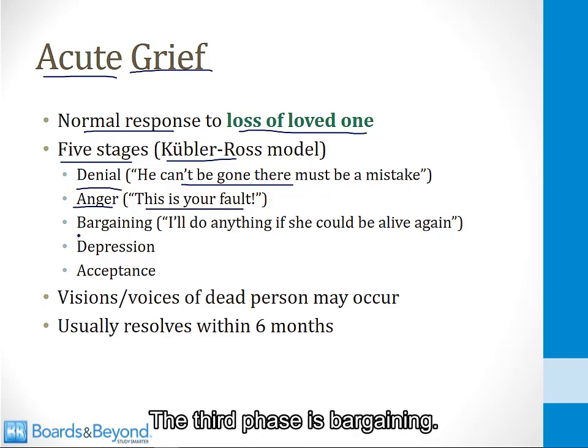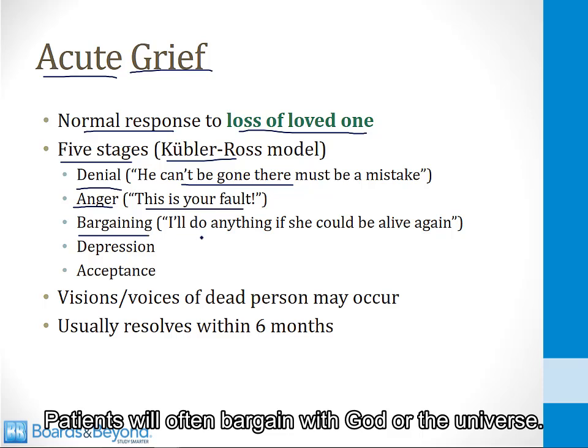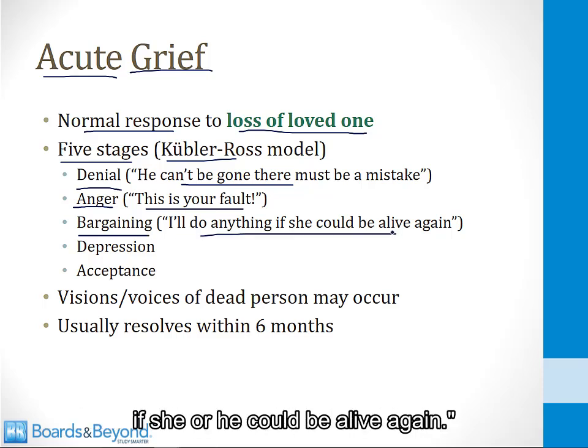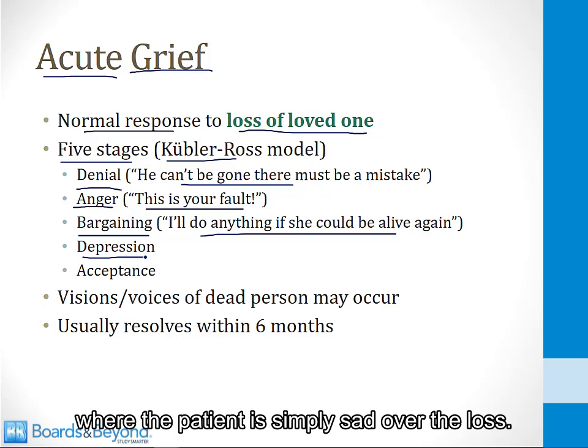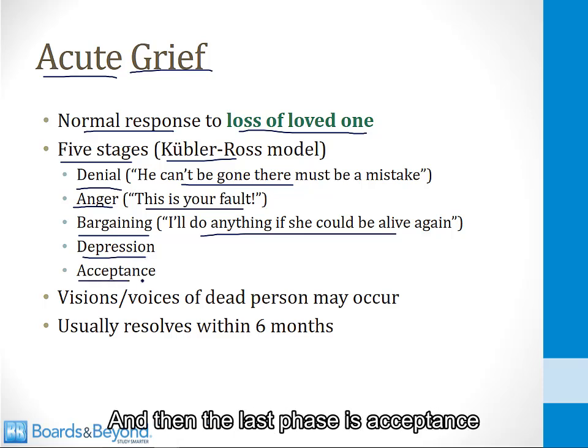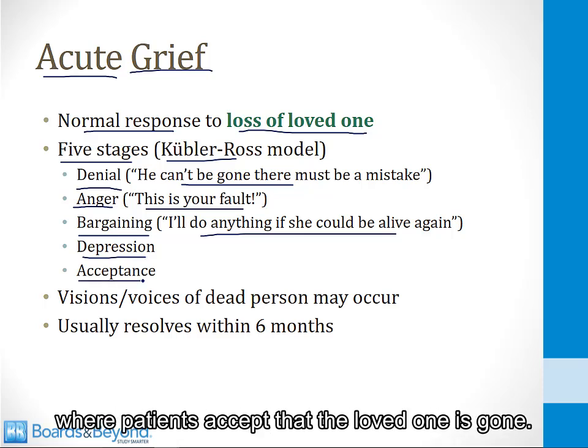The third phase is bargaining. Patients will often bargain with God or the universe. They'll say, I'll do anything if she or he could be alive again. The fourth stage is depression, where the patient is simply sad over the loss. And then the last phase is acceptance, where patients accept that the loved one is gone.